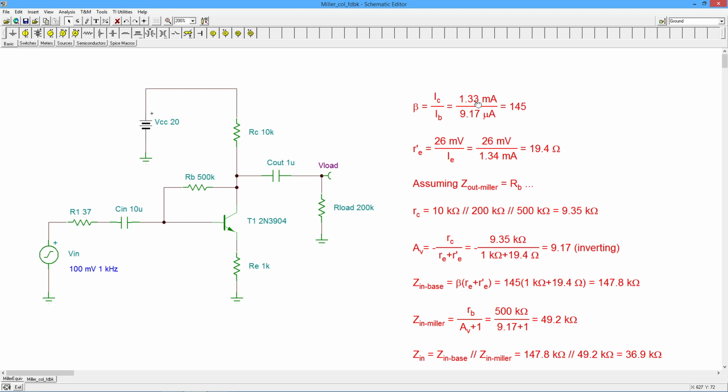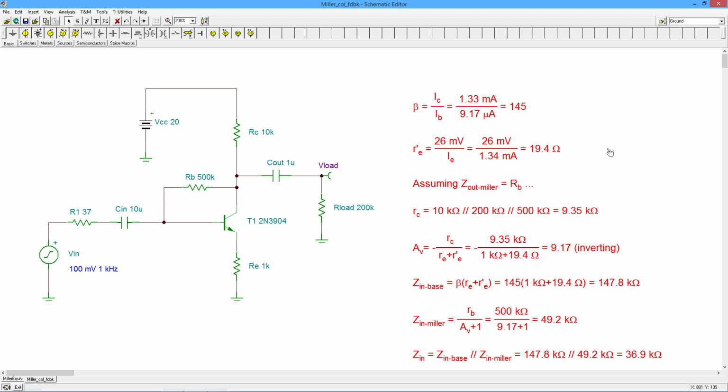IC over IB. Like I said, 1.34 was IE, so you subtract off about 9 microamps, you get about 1.33. Divided by the 9.17 microamps, you get a beta of 145. As I said before, that would be a pretty typical value you might see in a lab. Now, the R prime E, standard equation, 26 millivolts over IE, we get 19.4 ohms. That's not going to be a huge impactor here because we have an unbypassed RE. In other words, we've got 1K worth of swamping. So the R prime E is not going to be super important. It's a small piece of the equation.